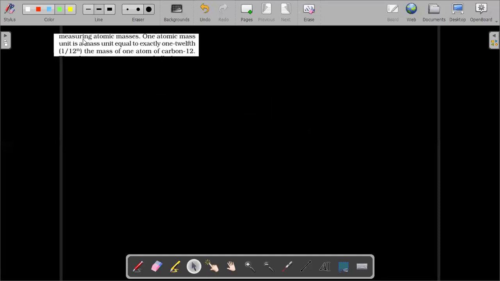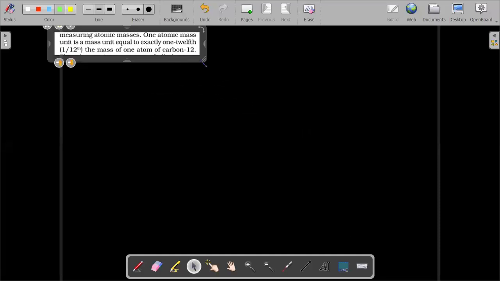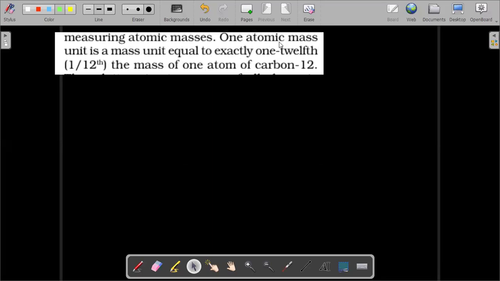You see how it is defined? One atomic mass unit is a mass unit equal to exactly 1/12 the mass of one carbon-12 atom. So if you have a carbon-12 atom, you take its 1/12.